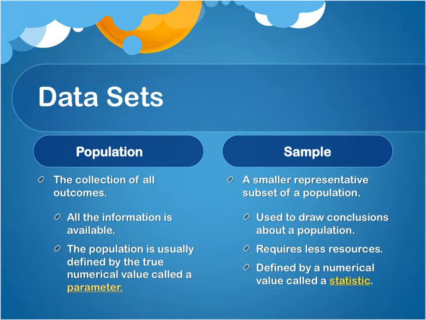Each parameter is estimated by a value called the statistic. A statistic comes from the sample, and it's an estimate or a guess of the population. But that guess is based off of data. When we use statistics, we want to use those statistics to draw conclusions about the population.